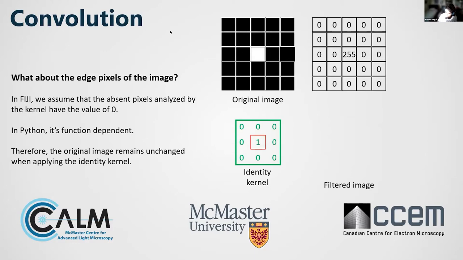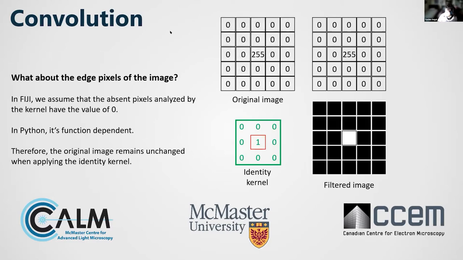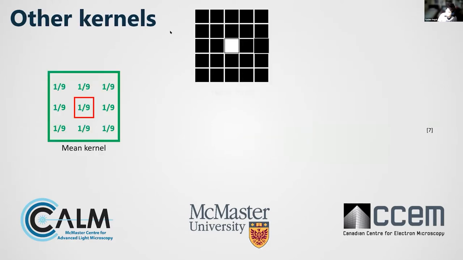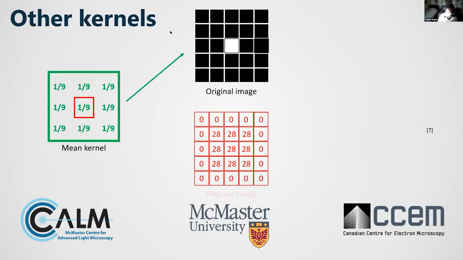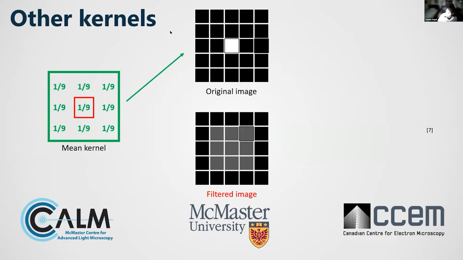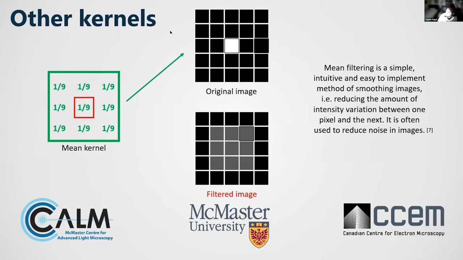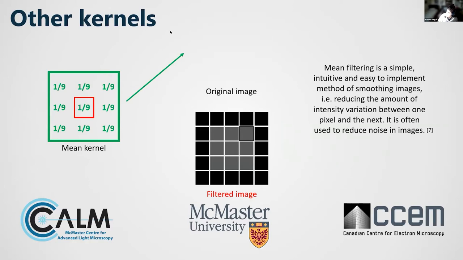So as we did with the identity kernel, you can see that the image here is actually unchanged. There are other kernels. Here we're looking at the mean kernel, which is essentially just the average. When you average it out going pixel by pixel, you just enlarge the area, and it becomes gray. It's pretty simple and intuitive, and it's a way of smoothing your image and reducing noise.